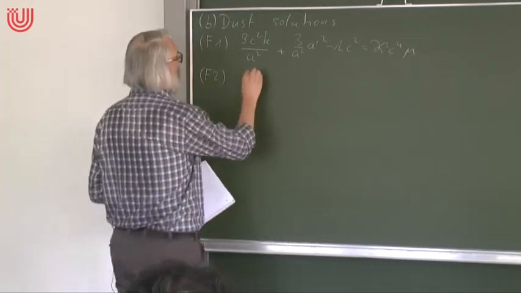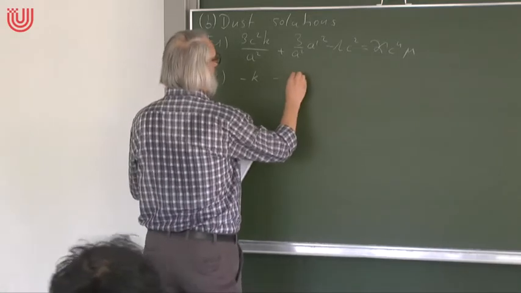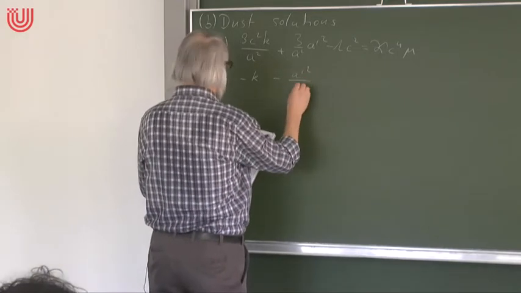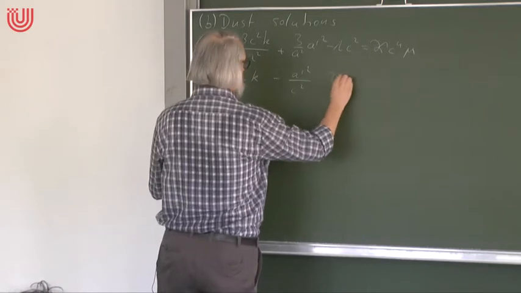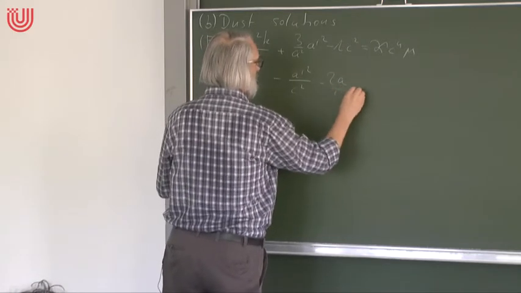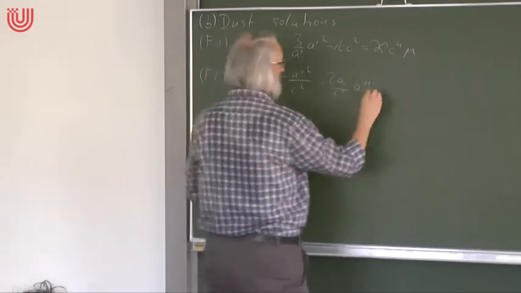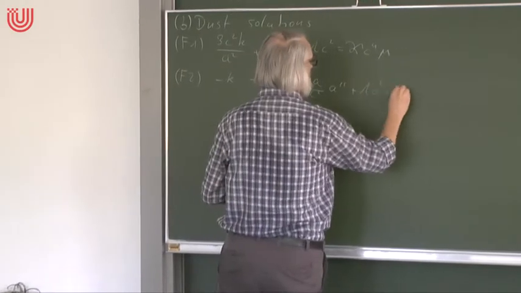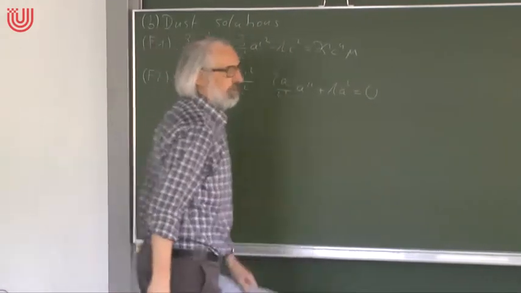And the second equation was minus k minus a prime squared over c squared minus 2a over c squared a double prime plus lambda a squared is 0. We don't have a pressure. We consider a dust.